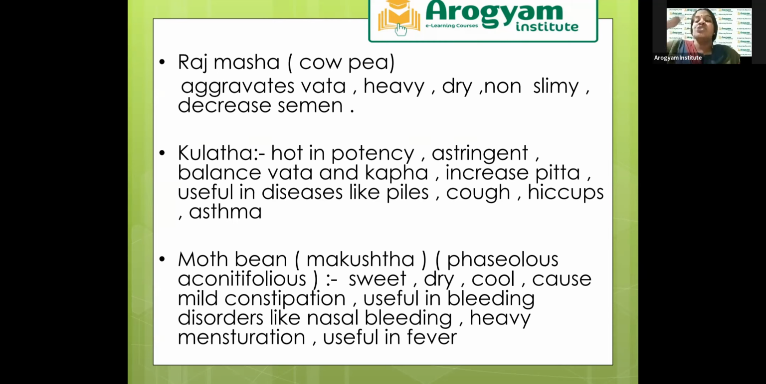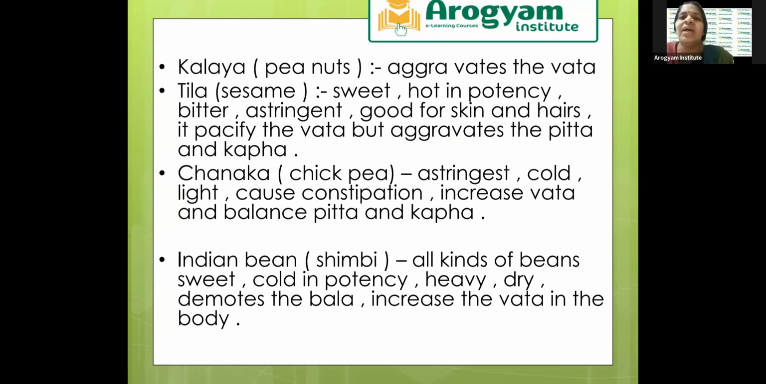So it is sweet, dry, cool, causes mild constipation, useful in bleeding disorders like nasal bleeding and heavy menstruation, and also useful in fever. Kalaya means peanuts. It aggravates vata. Till means sesame. It is considered sweet and astringent both. Also some amount of bitterness is there.